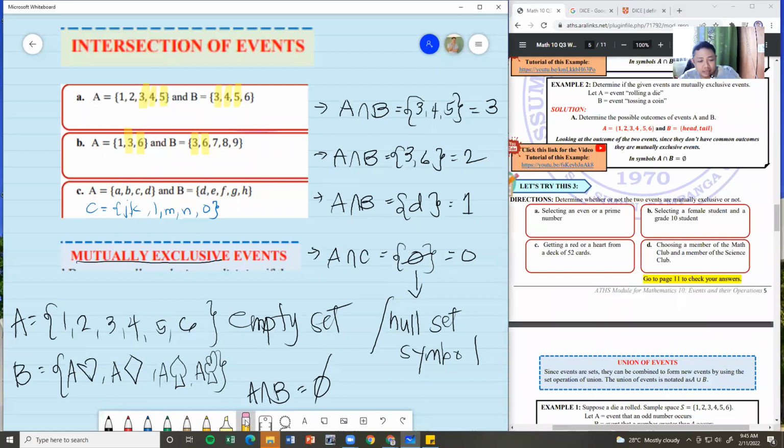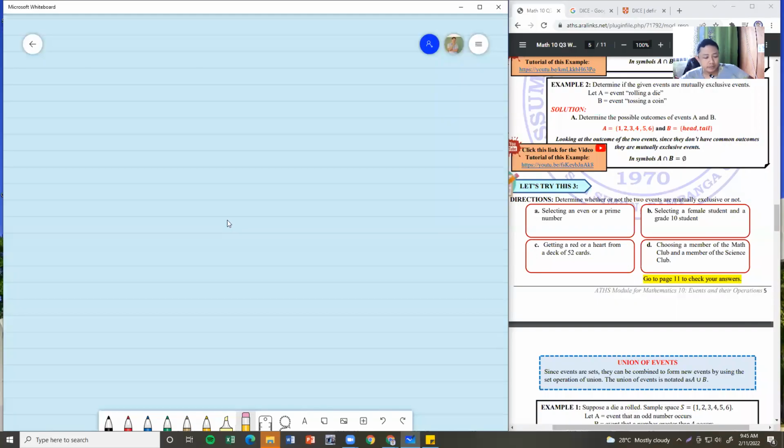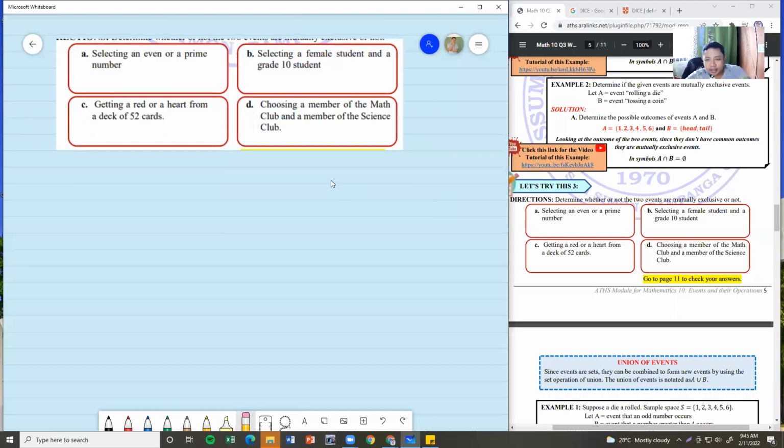Okay. So, let's try these activities and just tell me if they are mutually exclusive or not. Letter A. Selecting an even or a prime number. Mutually exclusive or not? Para pare-pareho. Mutually exclusive, raise your hand. Not, kapag not naman, do not raise your hand. Ready? The first is selecting an even or a prime number. Raise your hand if it is mutually exclusive. So walang nagtataas, meaning it's not.